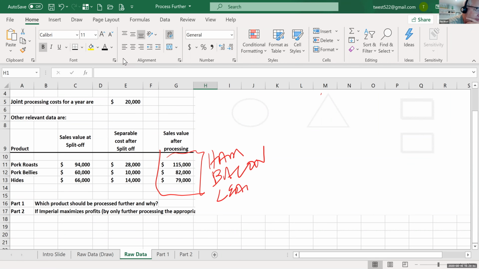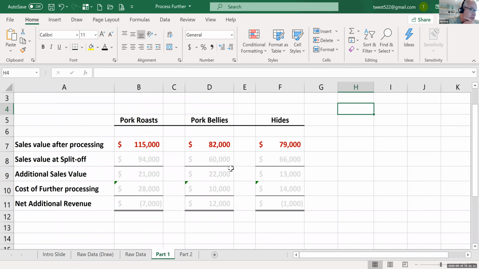They're taking the pork roast, a little more processing, you can get a ham. A pork belly, a little more processing, you can get a bacon, and the hides I can turn into leather. And so the decision is at what stage of this process do we want to make it. If I process these things further into nicer products, I'm going to get these revenues. Tell me again how I'm going to get my incremental revenue.